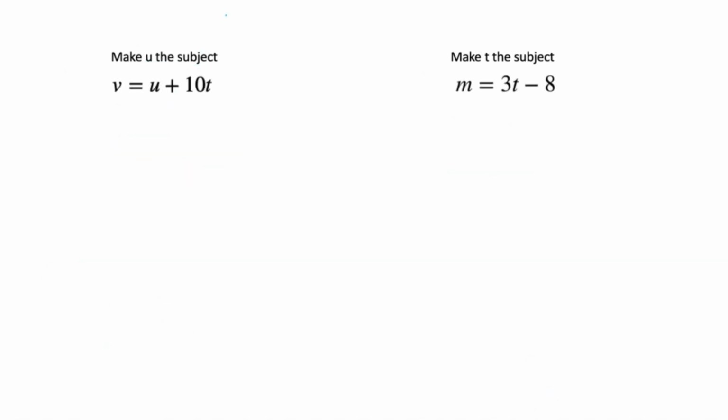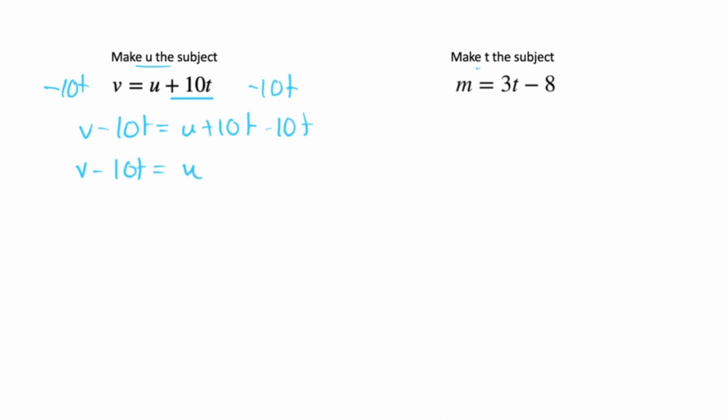For this next one, this is slightly more difficult. Make u the subject. We have v equals u plus 10t. We're going to try and remove the 10t, so you subtract 10t from each side. So v minus 10t equals u plus 10t minus 10t. So v minus 10t equals u. So u is v minus 10t.